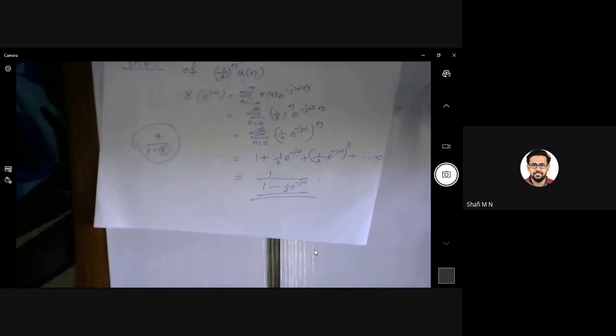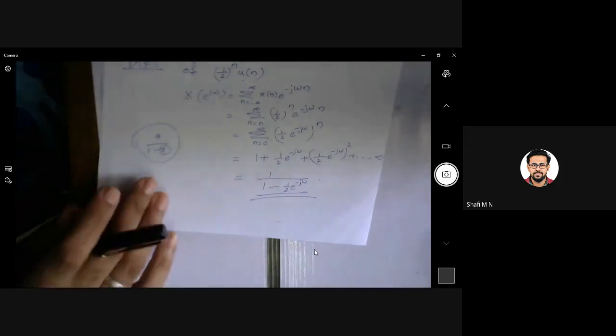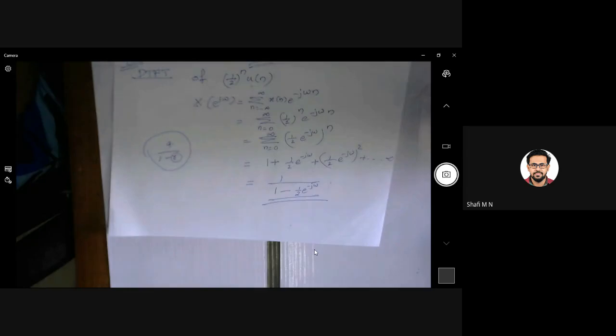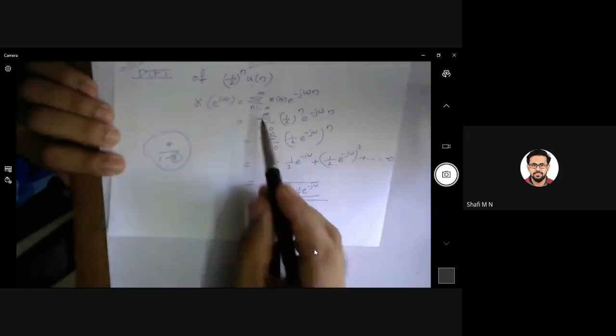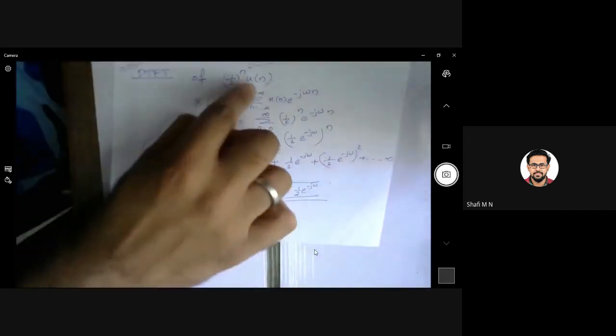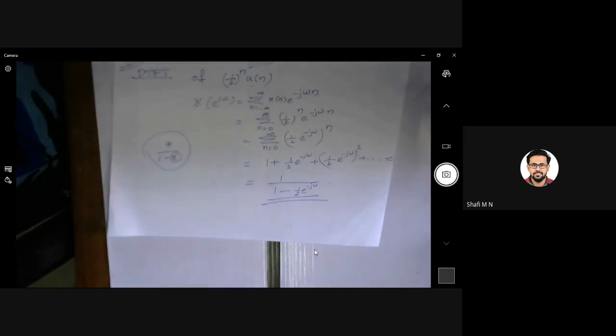Is it clear? Have you studied DTFT before, maybe in signals and systems? Have you studied this? Okay. If so, can I find the DTFT of 2 raised to n u of n instead of 1 by 2? Can I substitute 2? No, you can't, because your signal has to be absolutely summable.